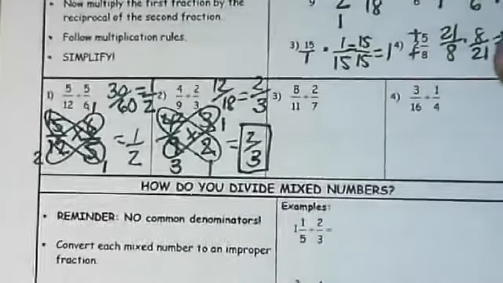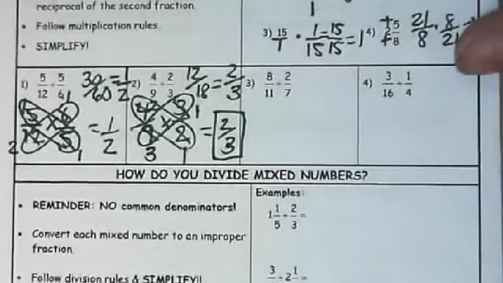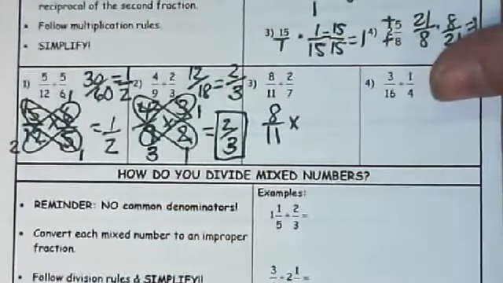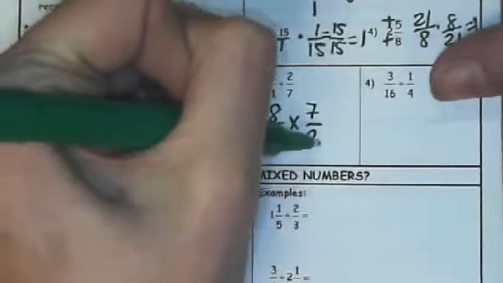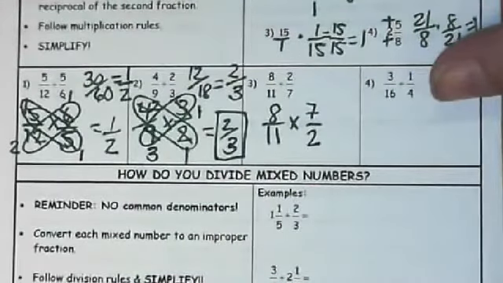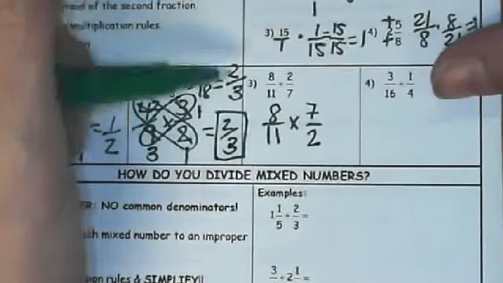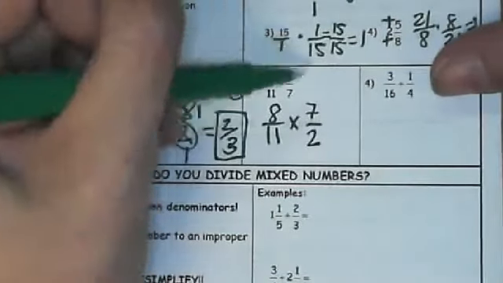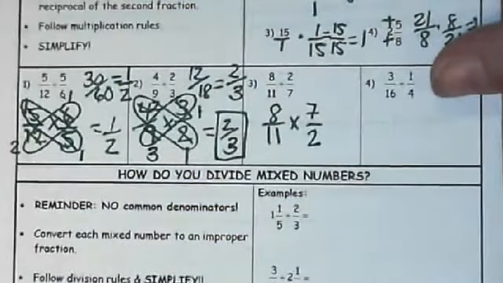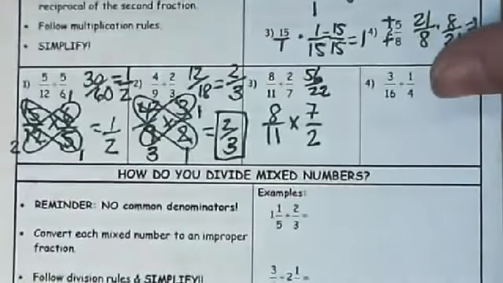Number 3, 8/11 times 2/7. So again, you're going to keep the first fraction, and you're going to multiply by the reciprocal of the second fraction. So 2/7, the reciprocal of 2/7 is 7/2, and then you're going to multiply. So if you multiply, I can multiply 8 times 7 would give me 56, and then 11 times 2, which is 22. So I would have 56/22, and then I would have to simplify.